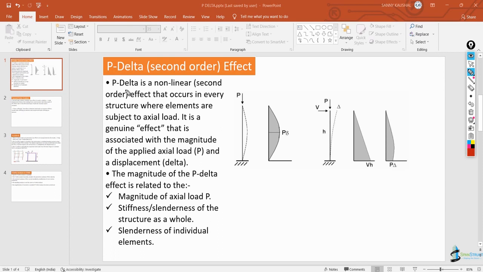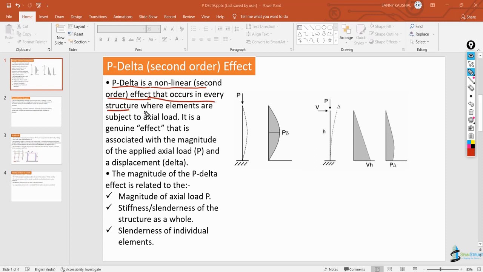Now let's start with the P delta definition. But before that, let me tell you that P delta is also known as a second order effect. Now come to the definition here. P delta is a non-linear second order effect. So please remember that P delta is not linear, it is a non-linear effect. There are different types of non-linearity, and this one comes under the geometrical non-linear category.